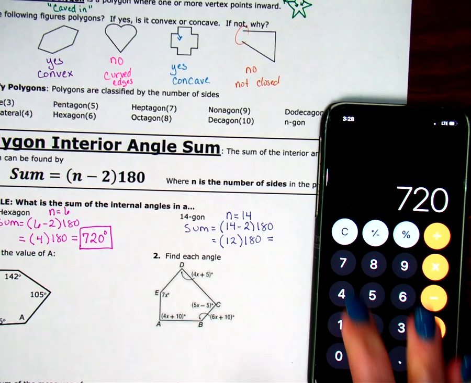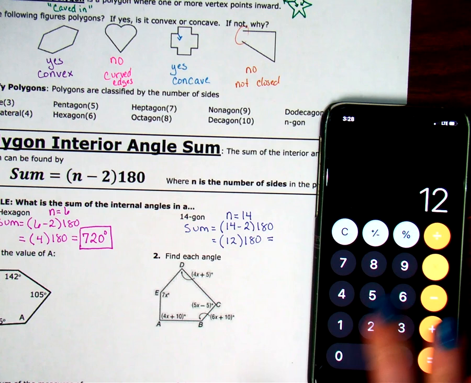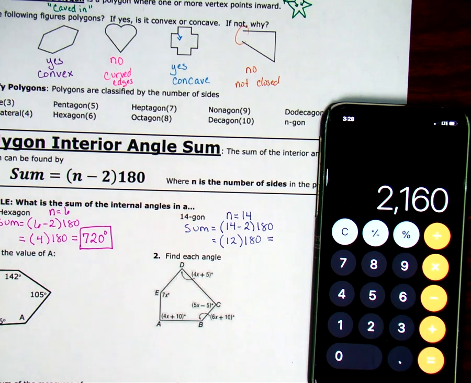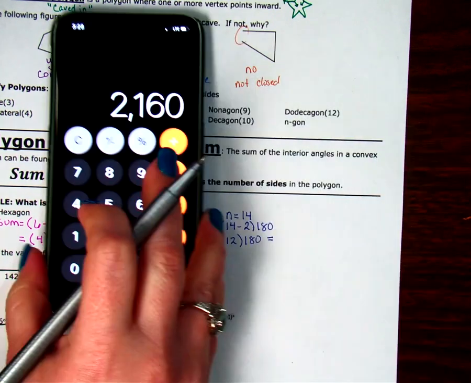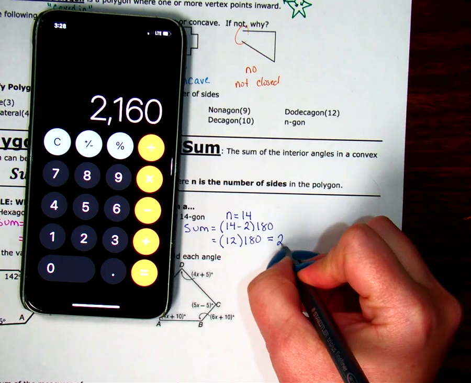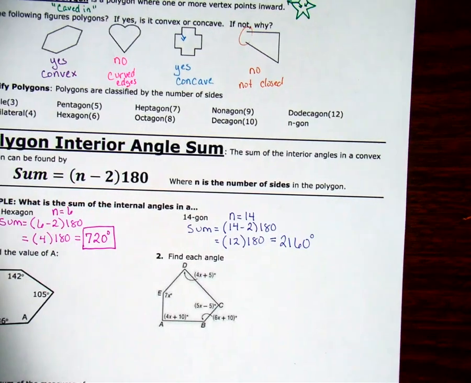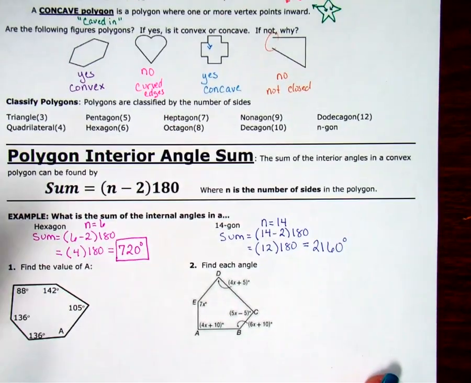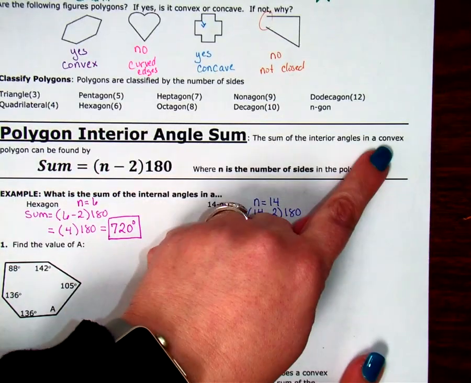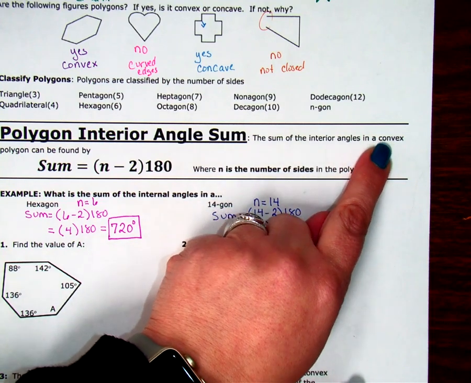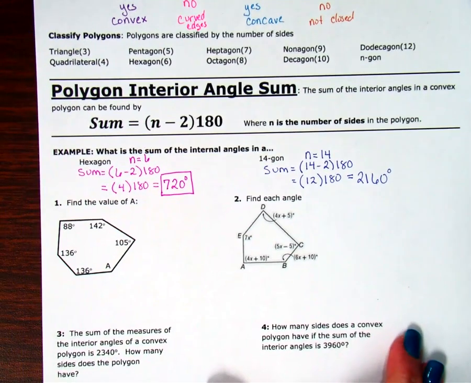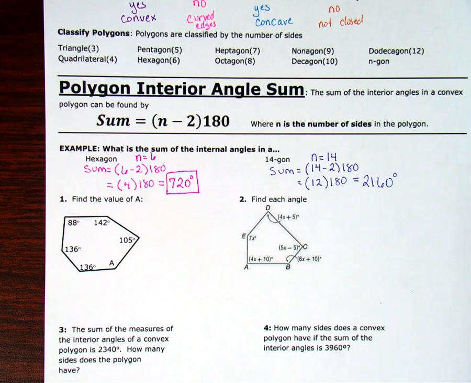12 times 180 is 2,160 degrees. 2,160 degrees is how many a 14-sided polygon will have. And notice these are always going to be convex polygons, meaning those corners will always be pushing outwards. All right, let's look at the next example.